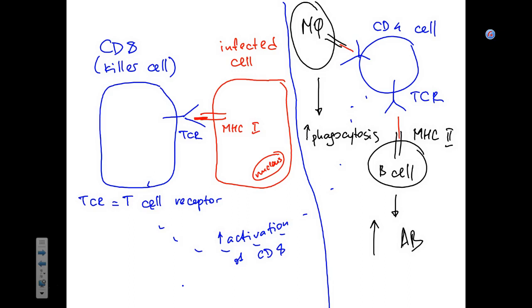CD4 cell doesn't kill anything, right? What does it do instead? It tells other cells to be more active. I compare the CD4 cell to a football coach. A football coach doesn't get on the field, but he tells other players what to do. Can a team play without a coach? Yes. I think three seasons ago the Saints were stripped of their coach. It was a disaster. They played without a head coach. If the team gets the head coach back, they play much better. Does that make sense? Because now CD4 cells increase B cell activation, macrophage activation, and CD8 cell activation.